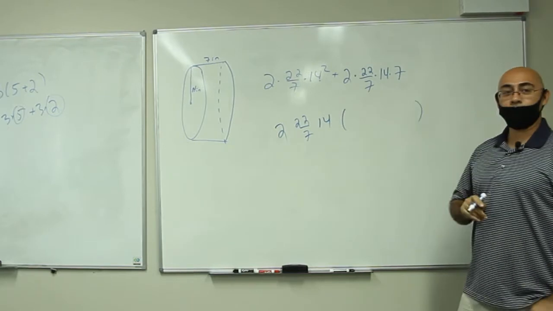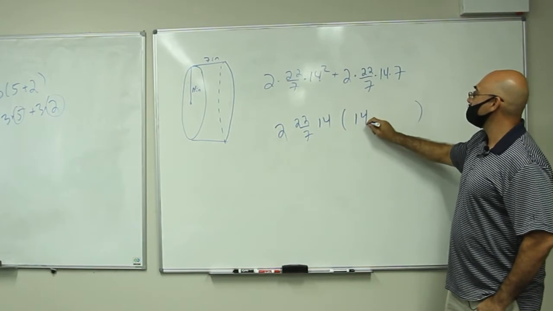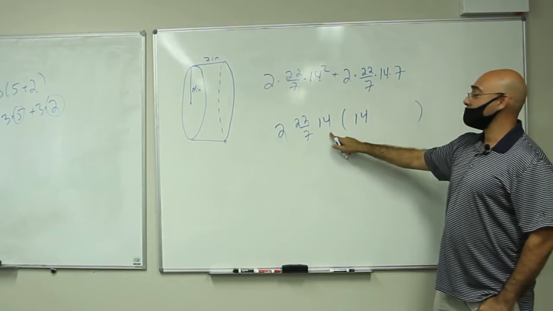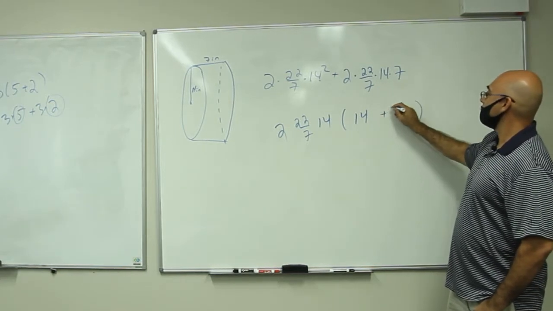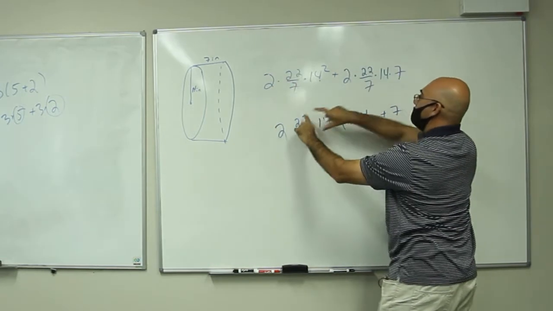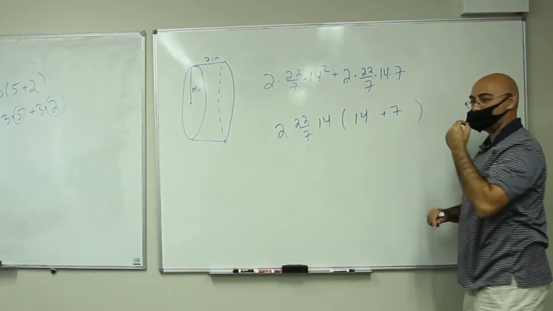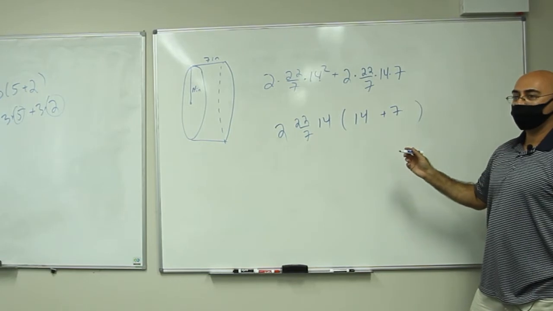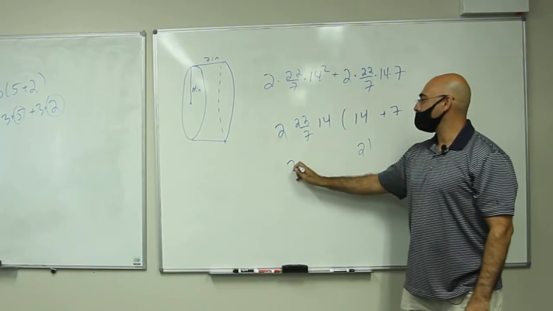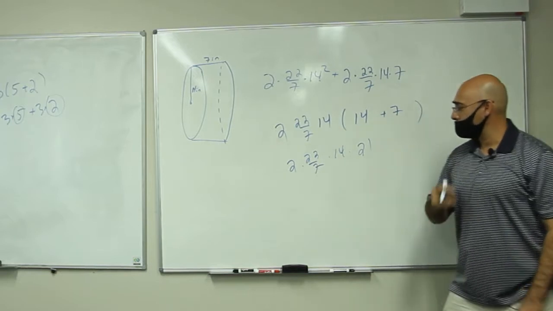What I'm left with on the inside, I have another 14 over here, don't I? So I'm going to write that down. I pulled out the 2. I pulled out the 22 over 7. I pulled out the 14. I'm left with the 7. Pulling that out, putting that there, putting that there, and whatever's left, I'm going to put inside the parentheses. So 14 plus 7, yes, 21 when you add that together. Thank you, student. I'll rewrite everything else. And all these are multiplying.